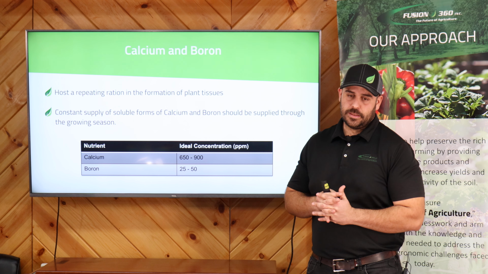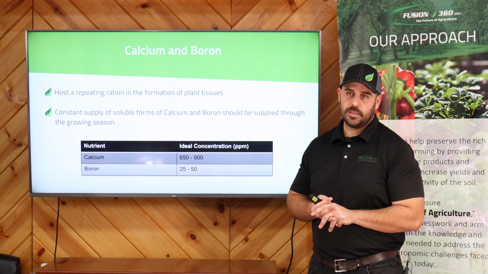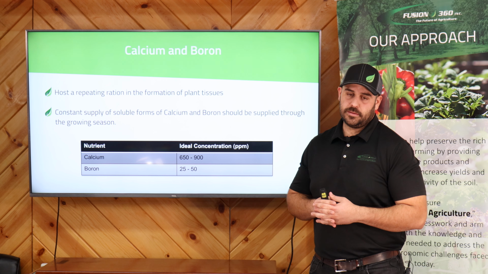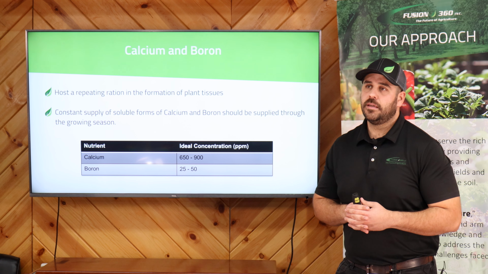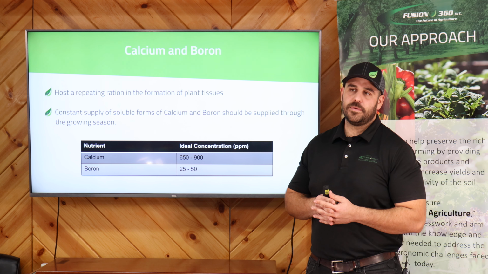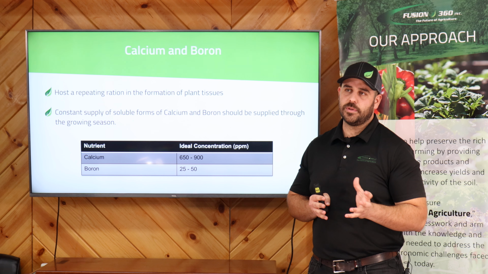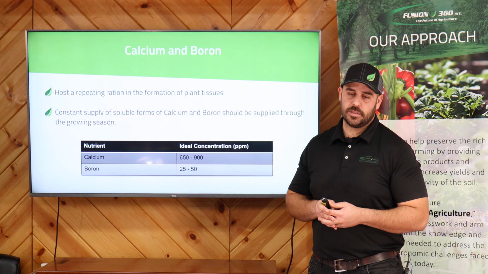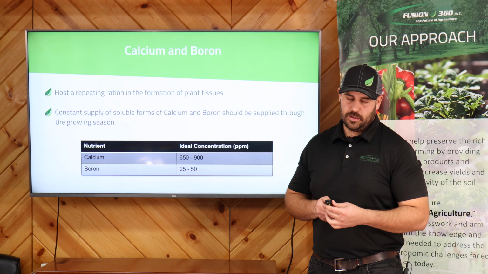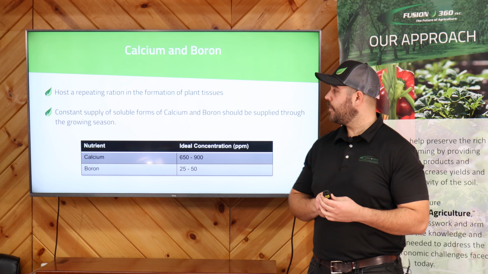Calcium and boron ratios are crucial when we're looking at the integrity of the plant or the cell membrane. We want to have those in balance, and typically we have found at Fusion that for a ratio of 100 parts per million of calcium, you need about 1 part per million of boron to get balanced nutrition and balanced cementing of the cell wall.